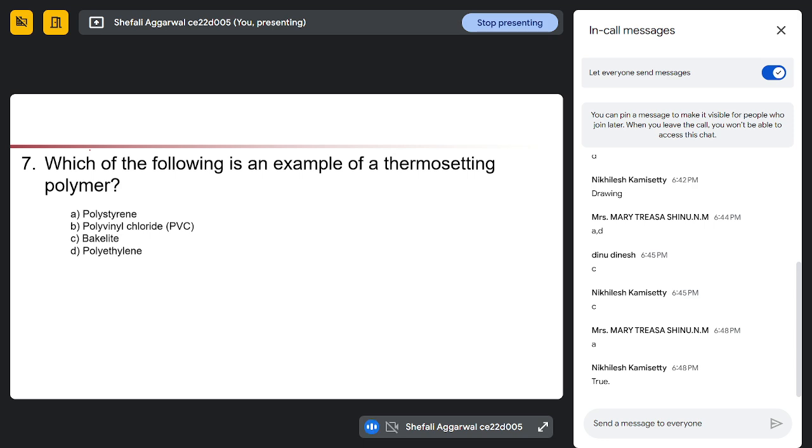The seventh question is, which of the following is an example of a thermosetting polymer? Polystyrene, polyvinyl chloride, bakelite, polythene. Thermosetting polymers are the polymers which have cross-linking, and which cannot come back to the elastic state after heating. So which of these do you think is the example of a thermosetting polymer?